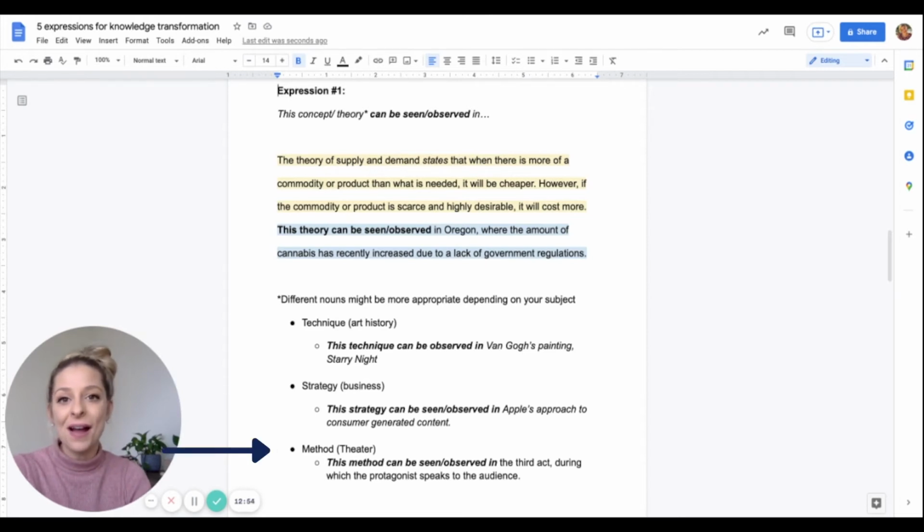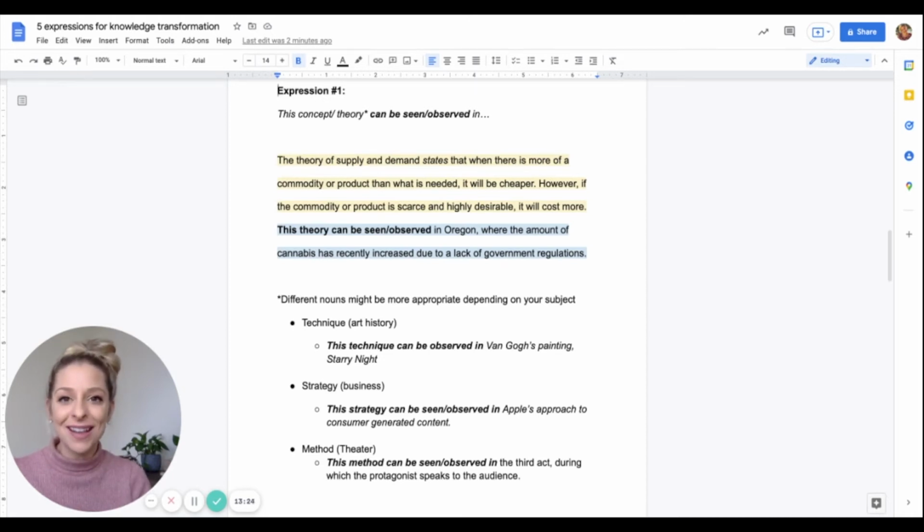Or in a theater class, you might be talking about acting methods, not necessarily theories. So you can say, this method can be observed in the third act, during which the protagonist speaks to the audience. So what I really want you to focus on is connecting your concept, your theory, what you're learning from the class, to the example you are going to discuss.